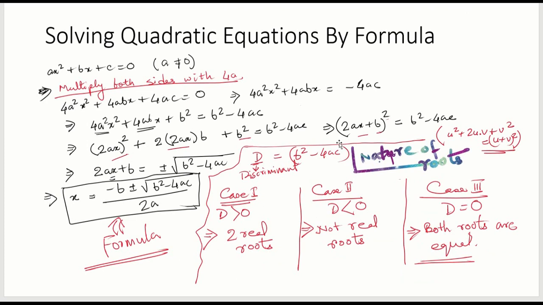And here we derived the formula method: what the roots of the equation can be from a general expression ax squared plus bx plus c equals 0. From that general expression we found the value of x, and then we saw the nature of the roots. D, which is b square minus 4ac, is called the discriminant. There can be 3 cases, depending on whether d is greater than 0, d is less than 0, or d equals 0. We will find what the roots of the quadratic equation can be.